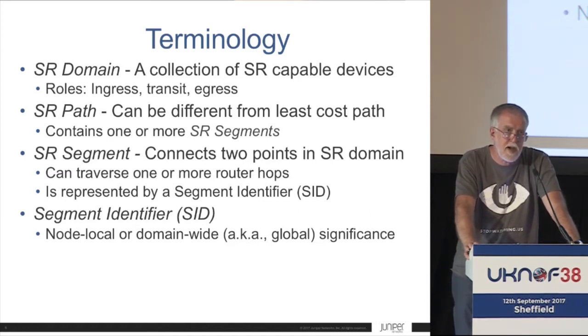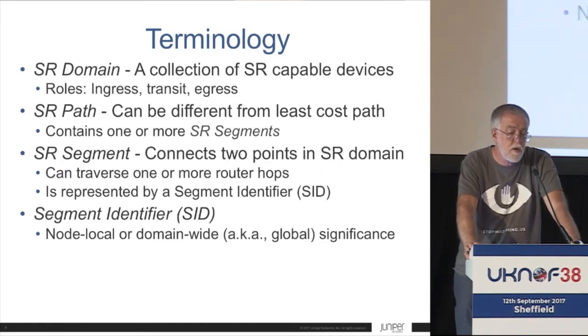And it's built up out of segments, where a segment is that piece of path that connects 2 points in the SR domain. And it may be just a single hop between adjacent routers, or it could be a multi-hop piece of path. And we represent each segment with a segment identifier, which has either a node local or a domain-wide significance. And we'll see the importance of the 2 things in a minute.